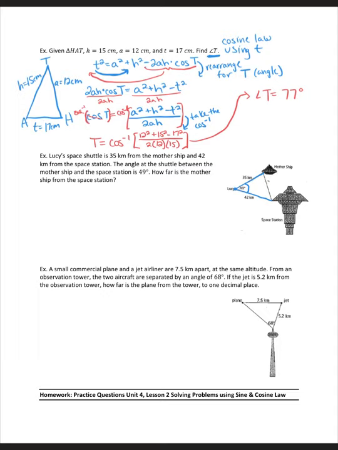So we're trying to find that third side of the triangle. I'm going to label it x, and we're going to let x represent the distance from the mothership to the space station.